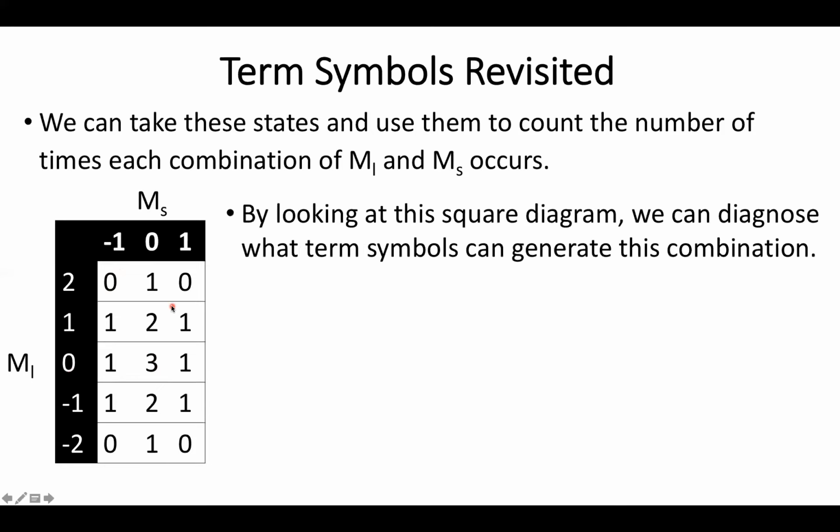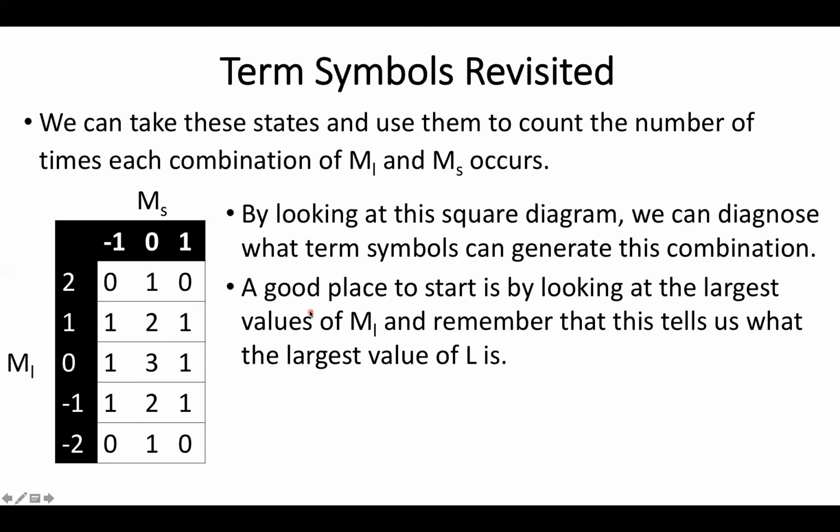But once I have this diagram, I can use this to help me diagnose what term symbols I can combine together to give me this general pattern. So a very good place to start is finding what your largest value of m sub l is, and then making use of a trick we've brought up previously, which is my largest value of L has to be the same as my largest value of m sub L. So this means if I have an m sub L of 2, I have to have at least one term symbol where L equals 2, and I can't have any term symbols where L equals 3. So this is actually fairly useful.